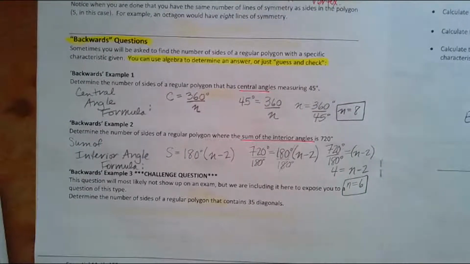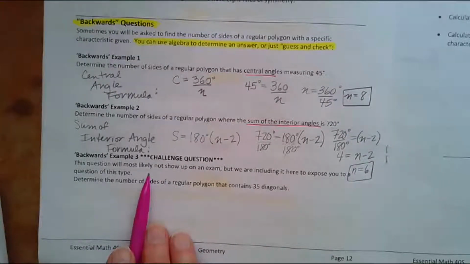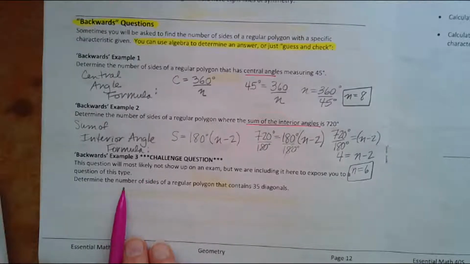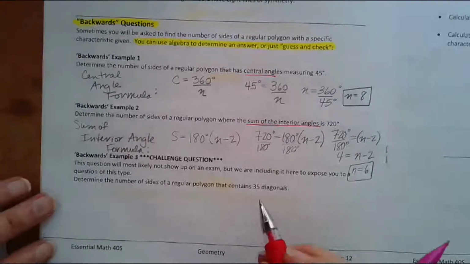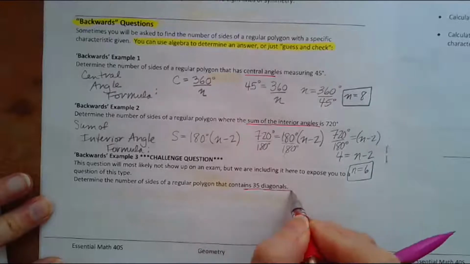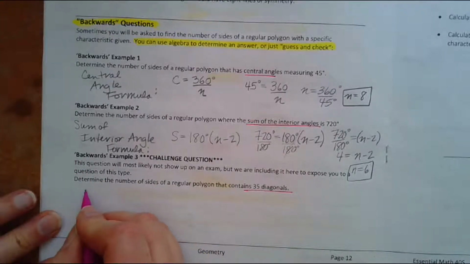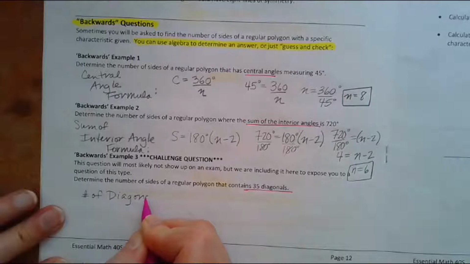We'll do the last backwards question. This question will most likely not show up in an exam, but we're including it here to expose you. Determine the number of sides of a regular polygon that contains 35 diagonals. Yikes. That's it. Okay, so diagonals. The only formula I have with diagonals is the number of diagonals formula.